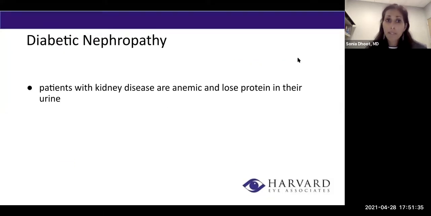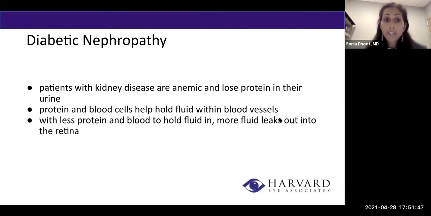Diabetic nephropathy. So nephropathy means damage to the kidneys from diabetes. And so we know that patients with kidney disease are anemic, and so they lose protein in their urine. And protein actually is what keeps fluid inside the blood vessels. So if patients are losing protein in their urine, that's less fluid that can be held within the blood vessels, and then that fluid leaks out into the retina, causes macular edema. And so patients that have kidney disease from their diabetes, we know that they do much, much better when they go on dialysis if they need it.